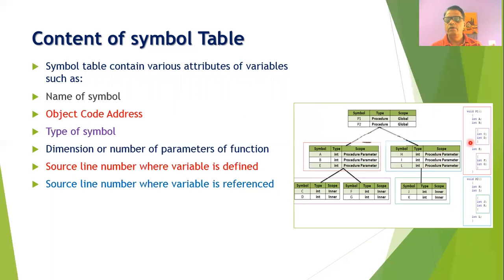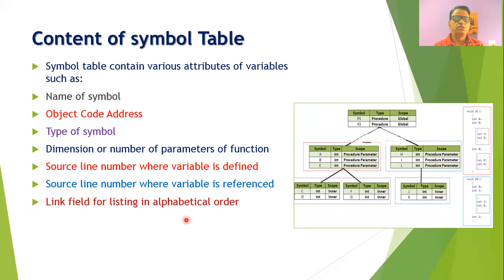Again, we can have the different other symbols such as C, D, where they are of the type integer and their scope is the local or inner loop. Then we have the parameters F and G, of which the type is integer and the scope is inner or local. Then we have the parameters or symbols such as J and K, of which the type is integer and its scope is inner or local. So such type of the information you can expect to be contained in the symbol table. Also, the symbol table will consist of the link field for listing in the alphabetical order.